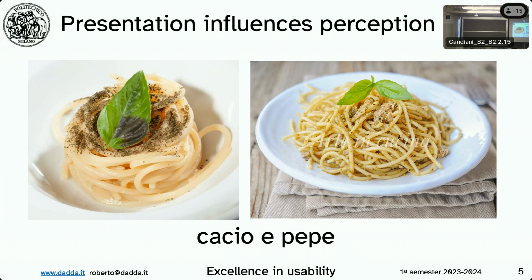Cacio e pepe is very simple. It's just spaghetti, oil, grated cheese, and pepper. It's very simple. So it becomes very difficult to do it very well. Because doing simple things well is more difficult than doing complex. In complex things, you can mix up or do stupid things.